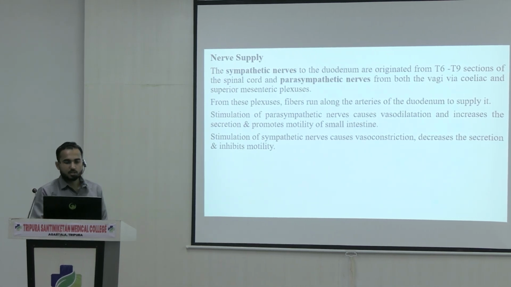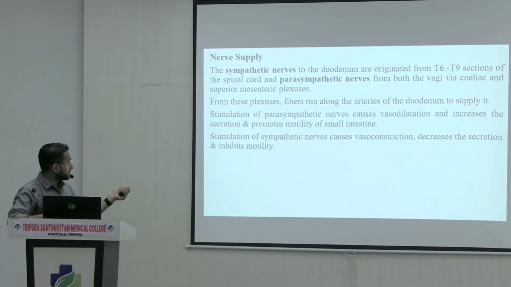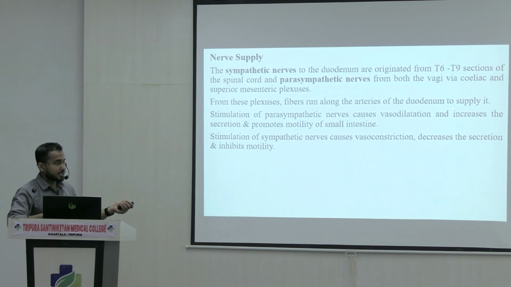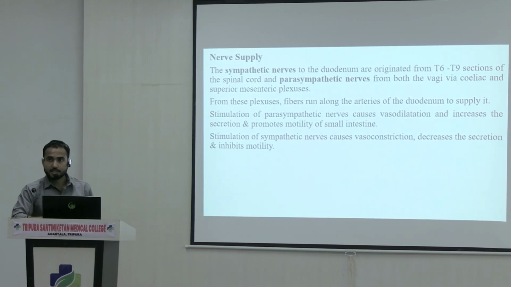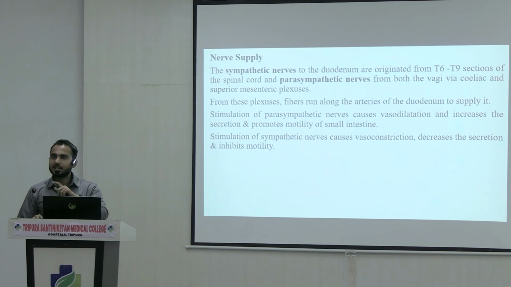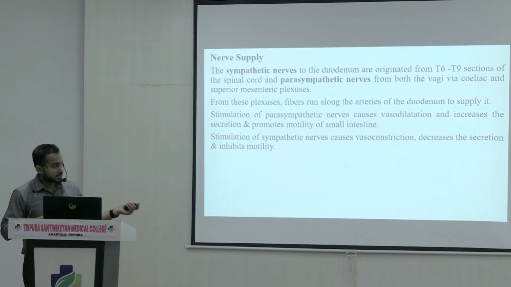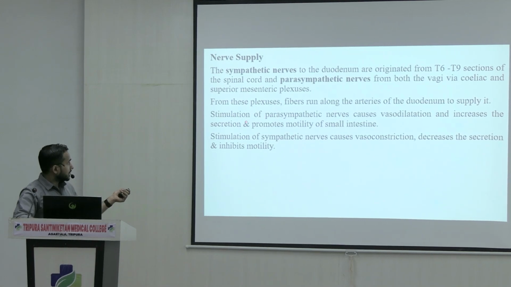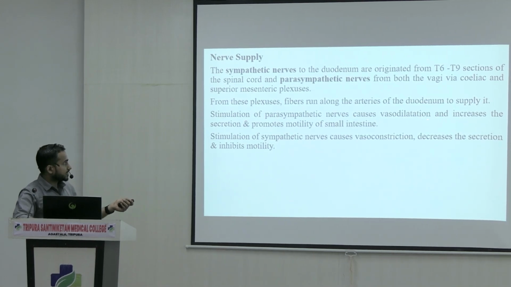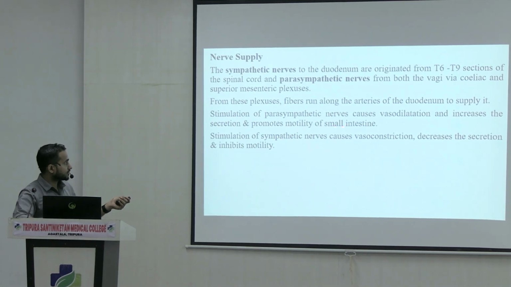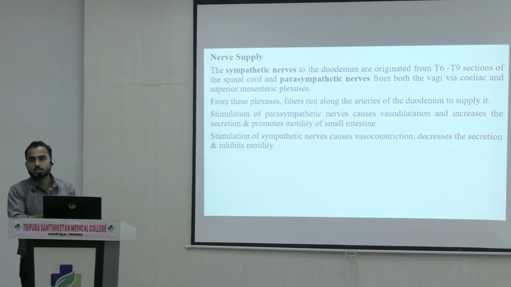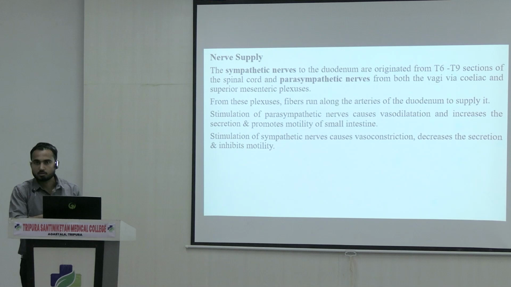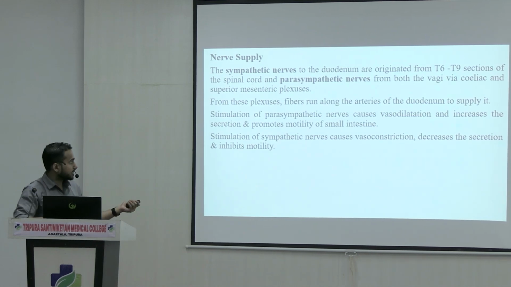Now in case of the duodenum, the plexuses run along the arteries which are supplying it. In most cases, you will see that along with the blood vessel, the nerves also travel to supply the organ. Here also the same thing is happening. The parasympathetic division causes vasodilatation, increases secretion, and promotes motility of the small intestine. These are the functions of the parasympathetic division.